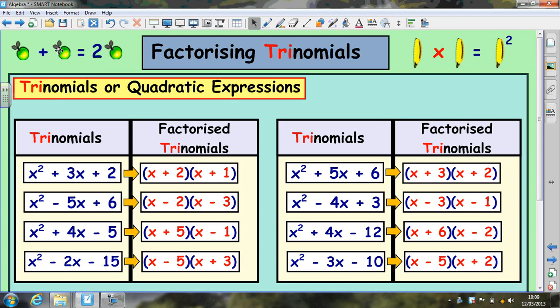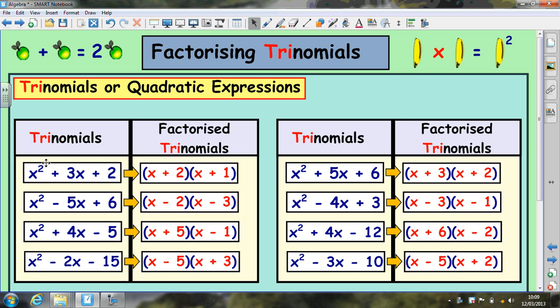In this lesson, we're going to look at factorising trinomials. Now, a trinomial is an expression with three terms in it. You've got an x squared, an x value, and a number at the end. You can also call this a quadratic expression.